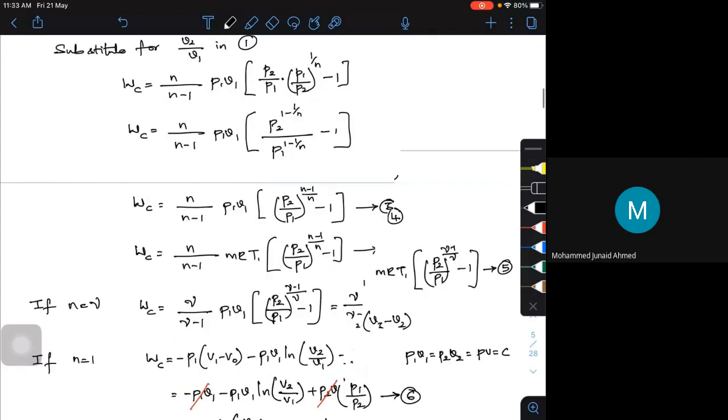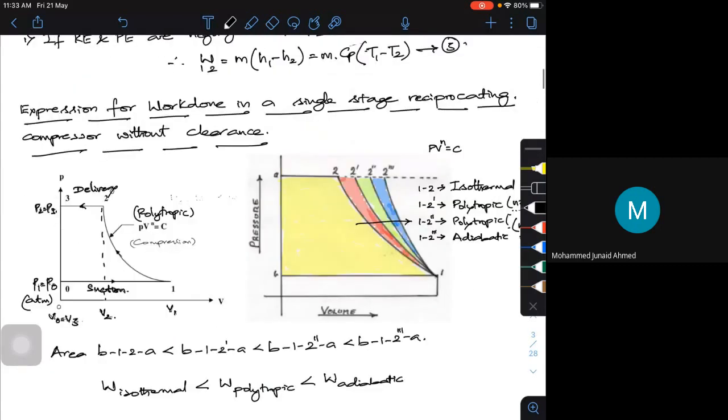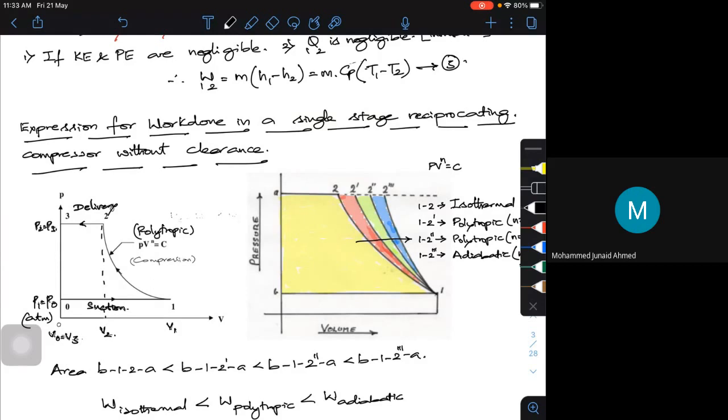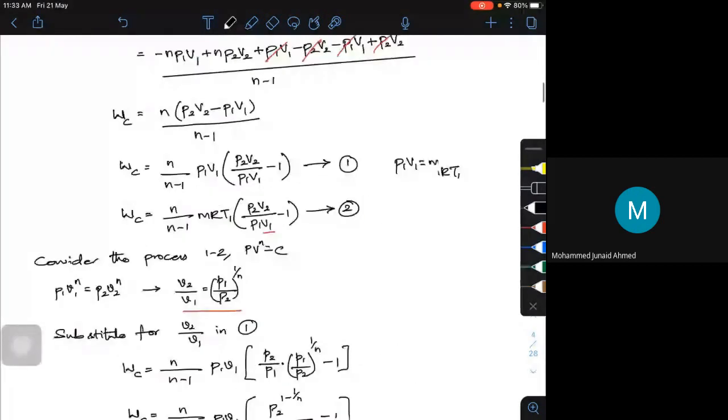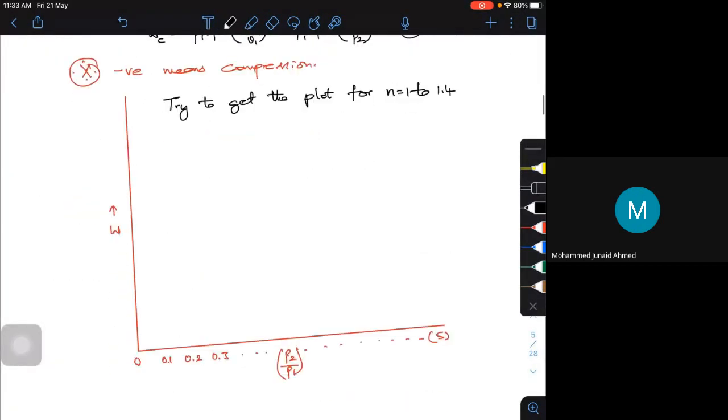See, here I showed you. This is what I showed you theoretically. Try to get that using your Excel sheet. Either use Excel or a computer program.